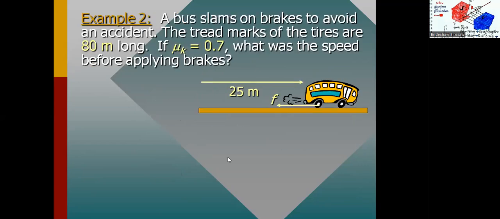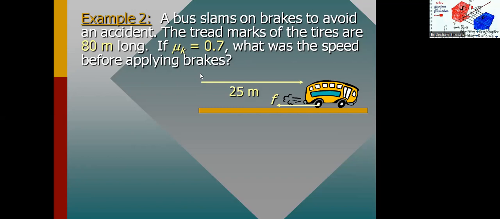Now back to example 2. In example 2, a bus slams on its brakes to avoid an accident, and the tread marks of the tires are 80 meters long. If the coefficient of kinetic friction is 0.7, what was the speed before applying the brake?